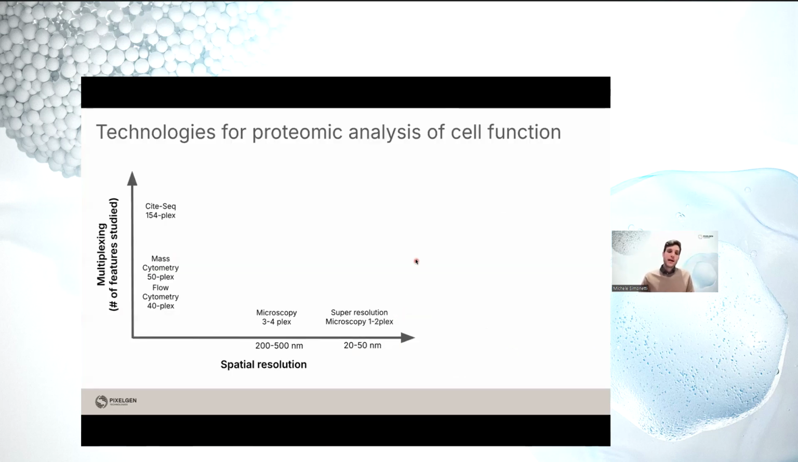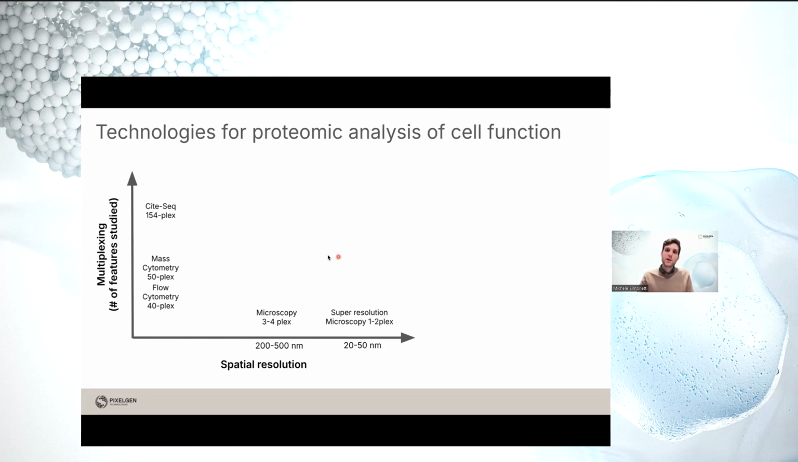So if we look at the different technologies for proteomic analysis of cell function, traditionally microscopy has been the method of choice. And the big advantage of microscopy is, of course, resolution. In case of super resolution microscopy, down to 20 nanometer resolution. Of course, the drawback of microscopy technologies is the limited number of markers that can be studied simultaneously. So on the other hand, if you're more interested in multiplexing, technologies like flow cytometry, mass cytometry, CITE-seq can help you with that. But in that case, you're going to lose the spatial resolution.